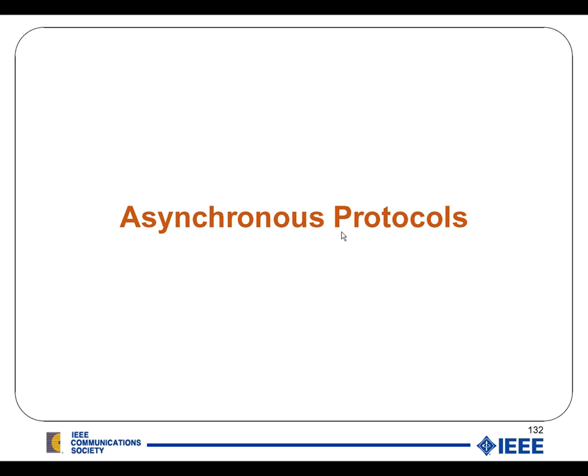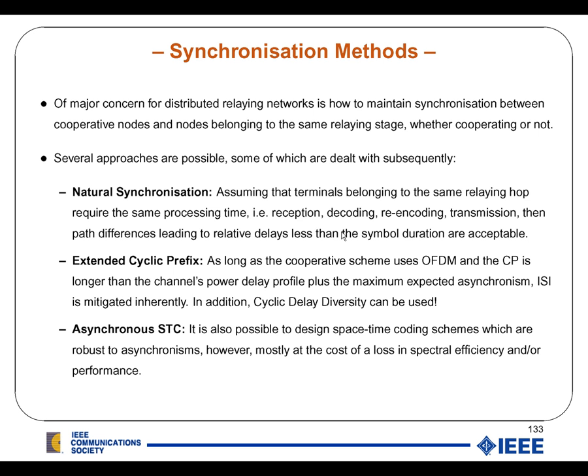Now let's look at the asynchronous protocol design, and that is a quite recent and quite interesting and important area. If we look at the methods which one can use to synchronize our distributed space-time coding system, you will see that we have a natural way of using the synchronization. We have an extended cyclic prefix way in the context of OFDM, and we also can use specially designed asynchronous space-time coding methods. Let me now go into details for all these 3 synchronization methods.